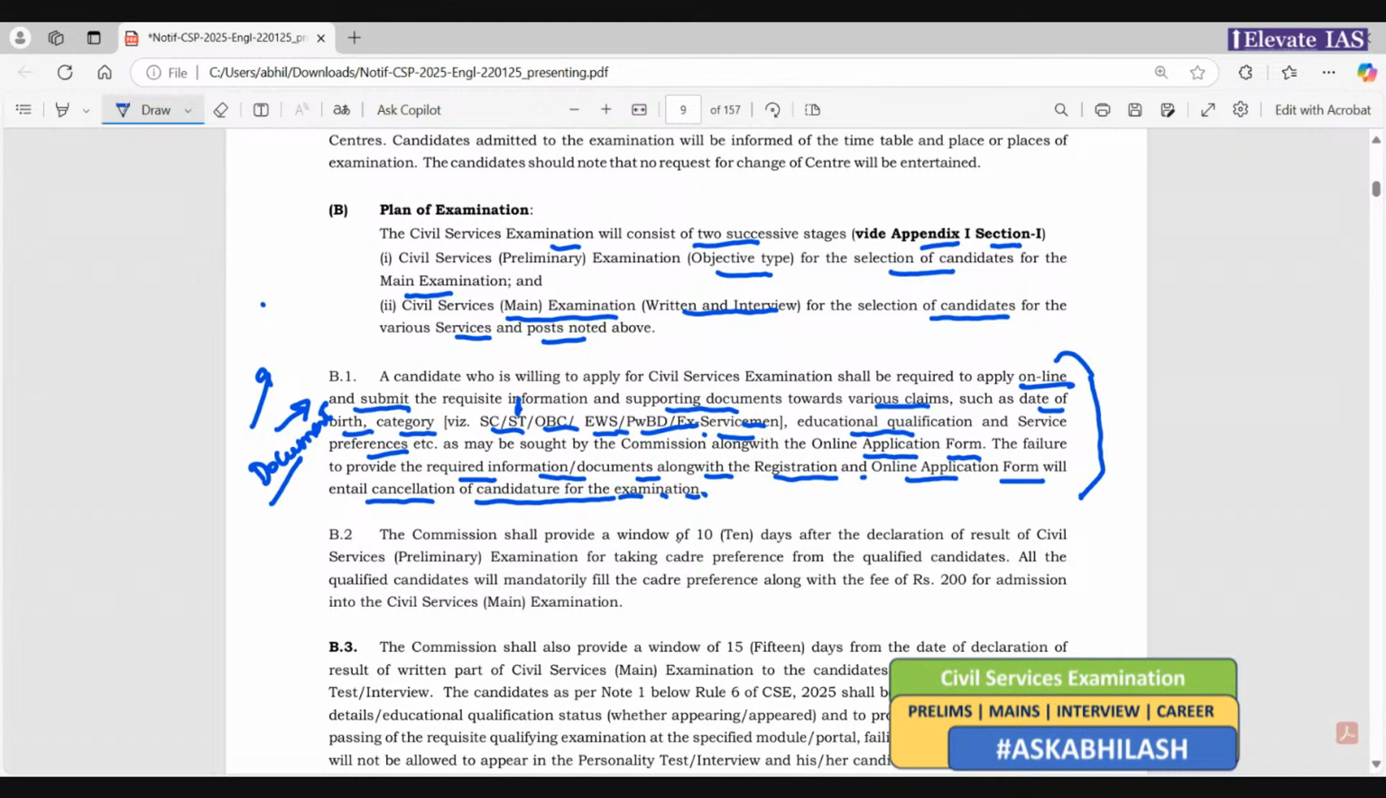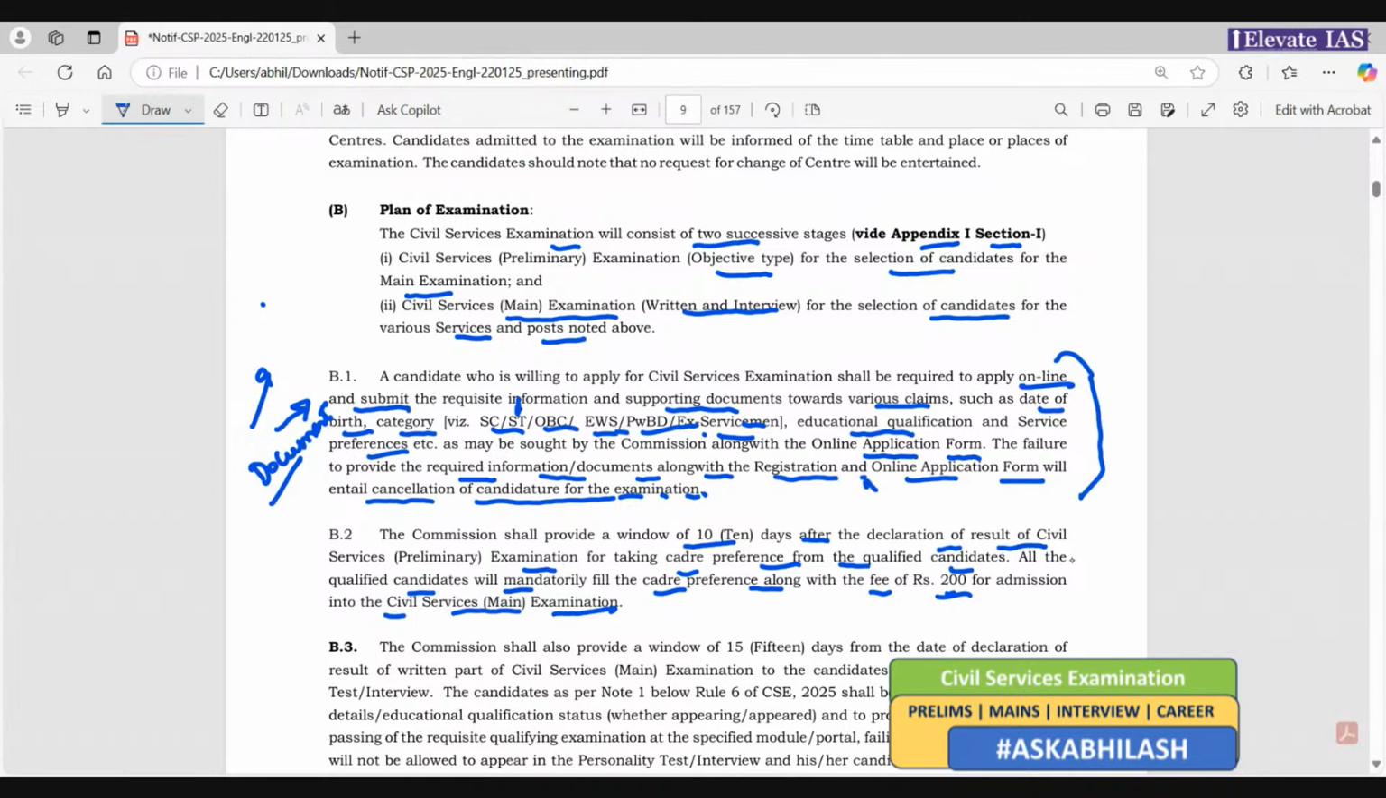Now, the Commission shall provide a window of 10 days after the declaration of result of civil service preliminary examination for taking cadre preference from the qualified candidates. All qualified candidates will mandatorily fill the cadre preference along with the fee of rupees 200 for admission into civil services main examination. ये तो आपको अभी भरना ही है.